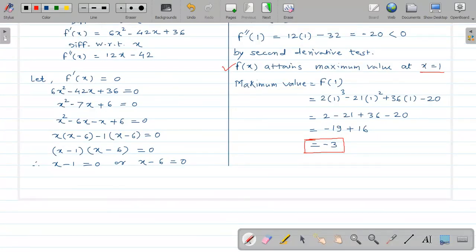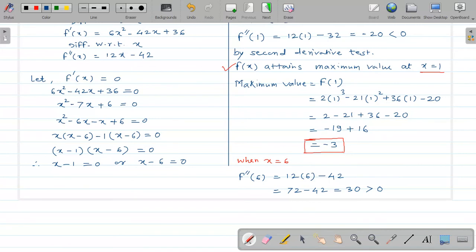Okay, now we have to check at point x is equal to 6, we have to check the second order derivative. So that is f double dash of 6. So 12 into 6 minus 42. Okay, so here you will get 72 minus 42. That's why you will get plus 30, which is greater than 0.